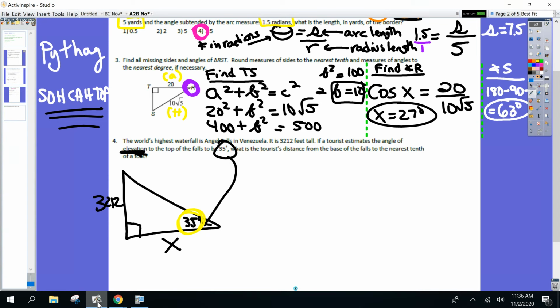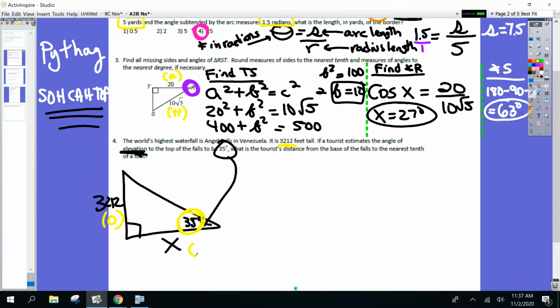What's the number on the left? 3,212. That would be the adjacent to 35? Oh no, to 35, that would be the opposite. Always go from the angle in the problem. That's not the right angle.